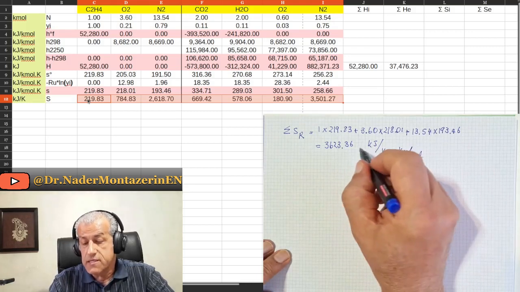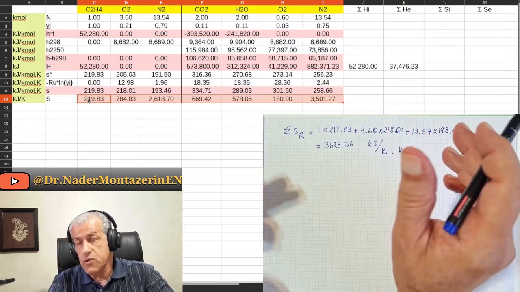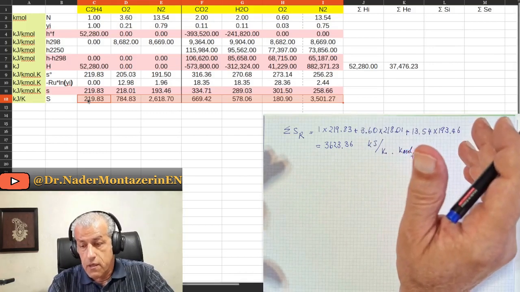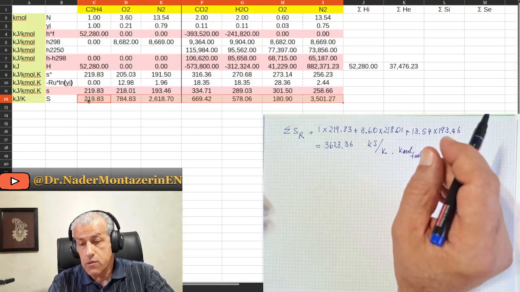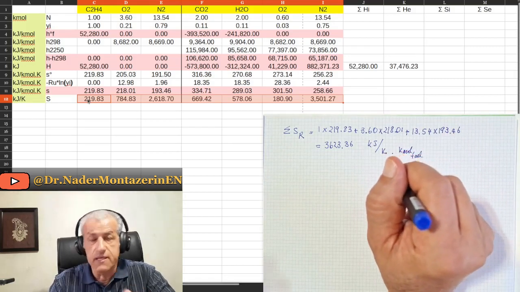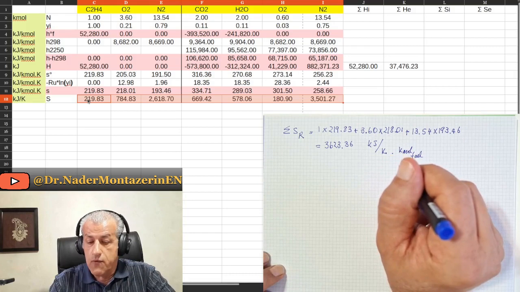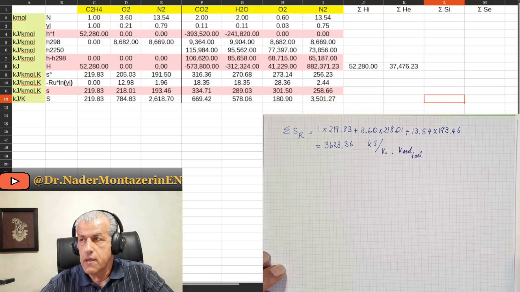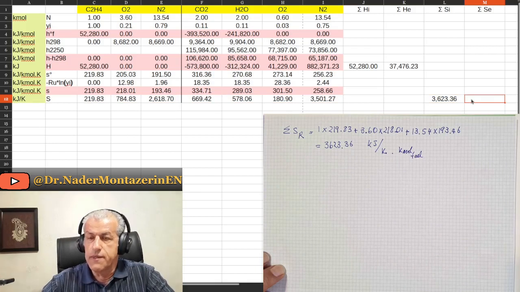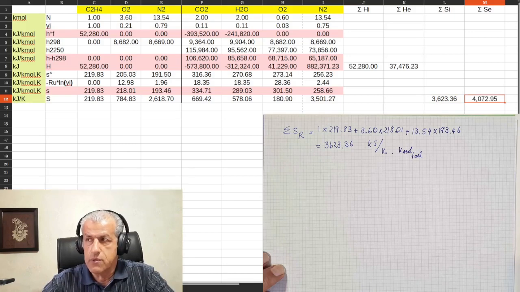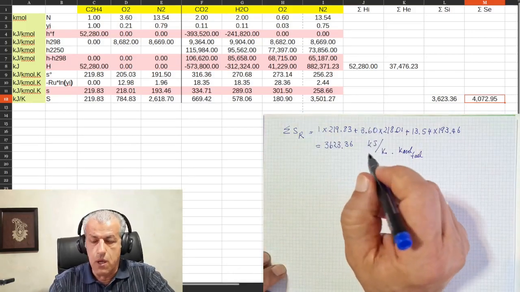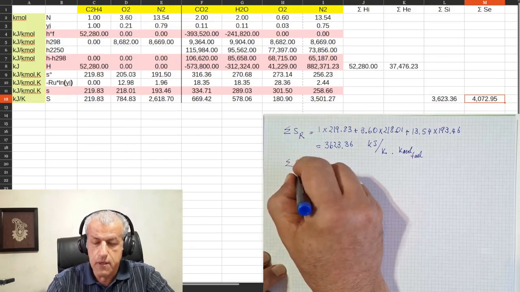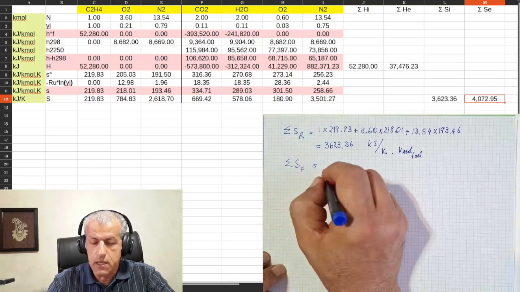I mean, this is also for all different kilomoles of all the reactants. But you see, this is calculated for every single kilomole of fuel. We have this value written here. And also, we could do the same for the products and calculate it, and the outcome would be 4072.95.